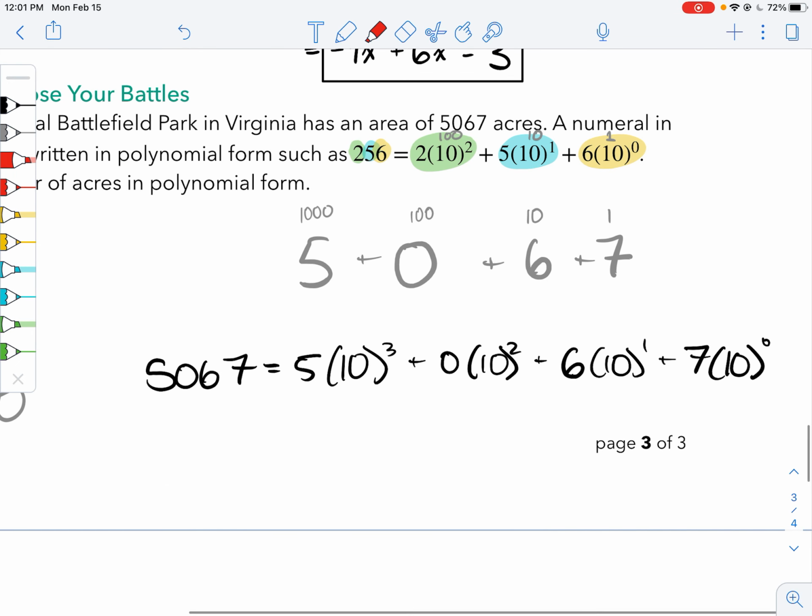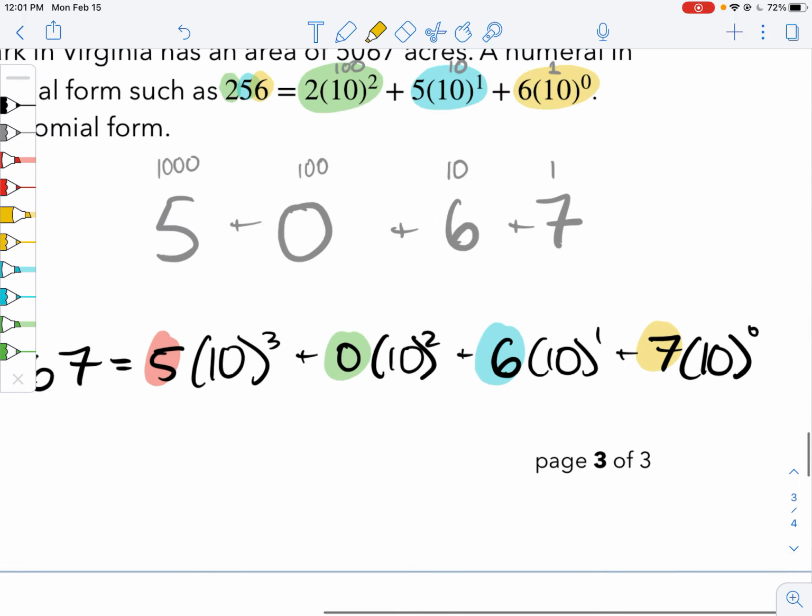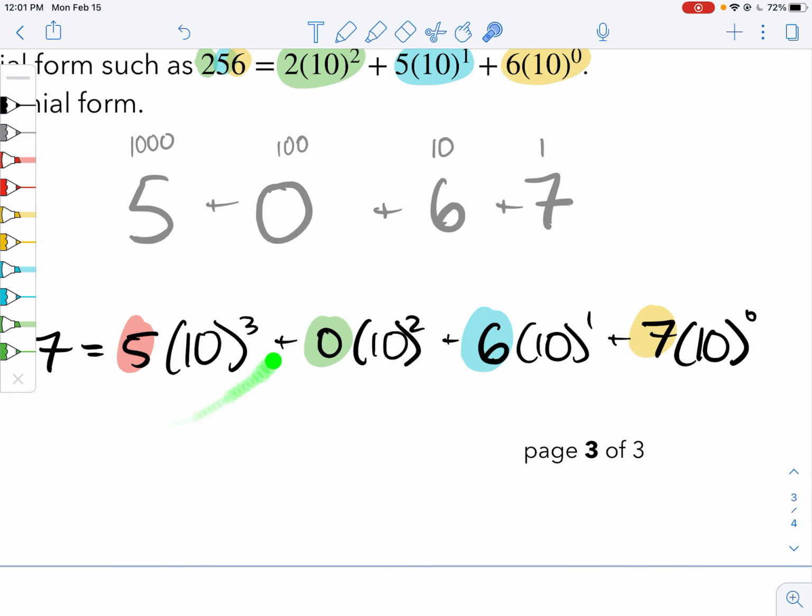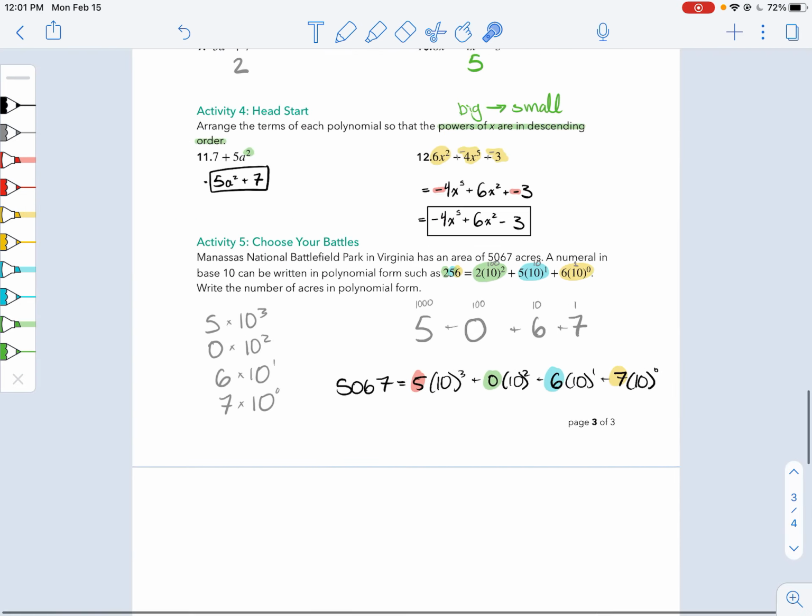Okay, so same thing. We've got 5 thousands, no hundreds, 6 tens, 7 ones. Is that fun? So this guy has 4 terms. Count them. 1, 2, 3, 4.